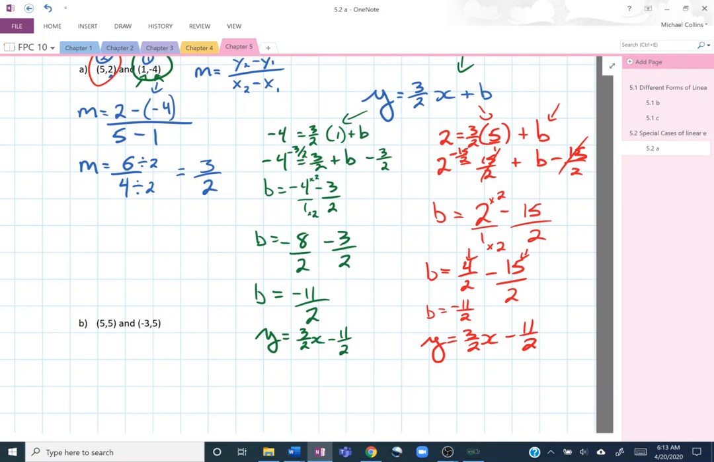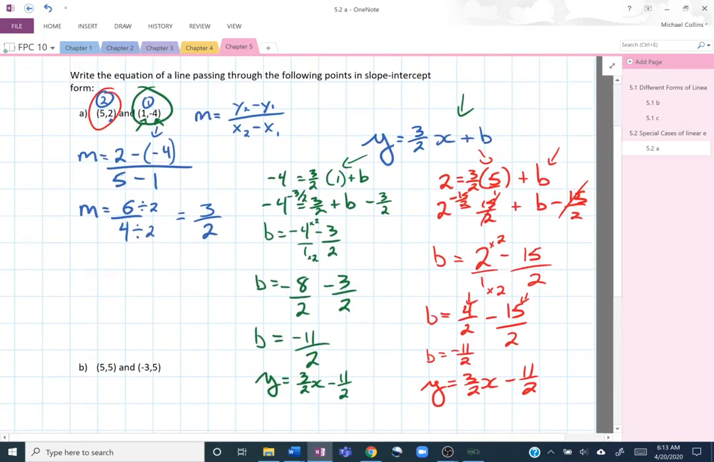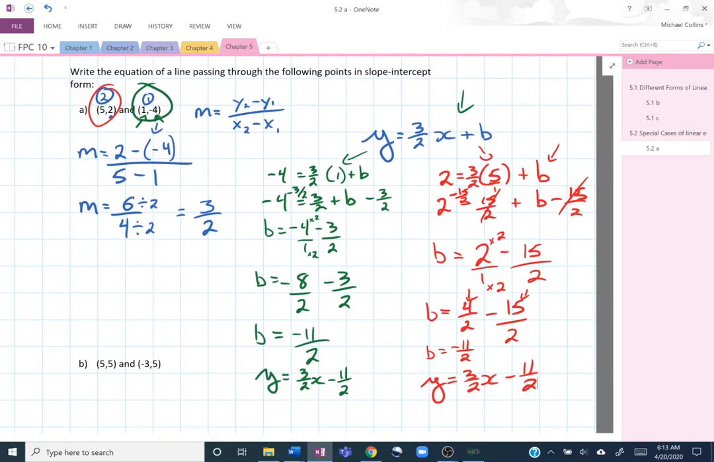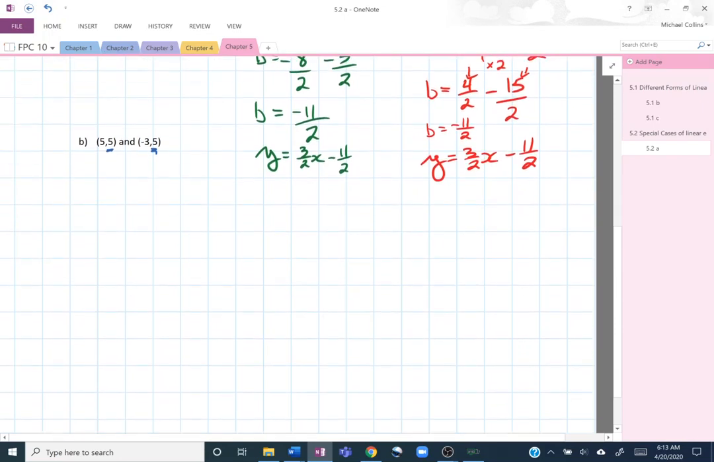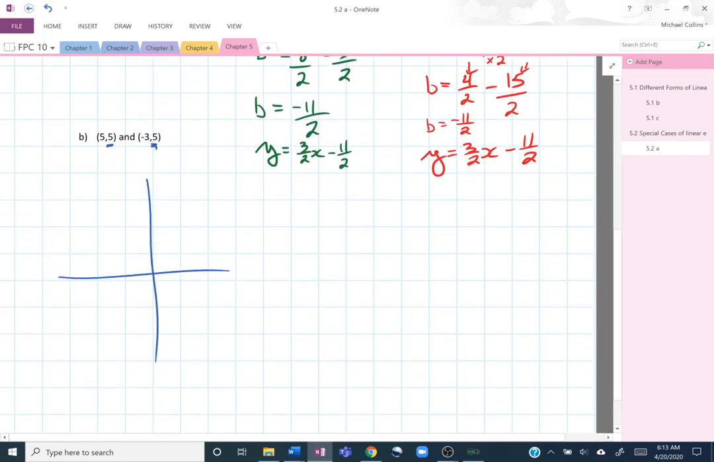Let's look at B. I'm going to go back to a bit more neutral blue here. For B, we are trying to find the equation of a line passing through the following points in slope-intercept form. We have (5, 5) and (negative 3, 5). Notice how our y value for both of these is the same. So if I was to draw a very fast sketch, 1, 2, 3, 1, 2, 3, 4, 5, I would have a point here, 1, 2, 3, 4, 5, and a point here. You should be able to see that this is a horizontal line.